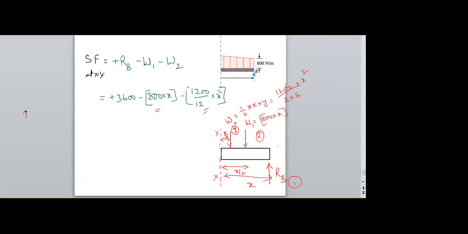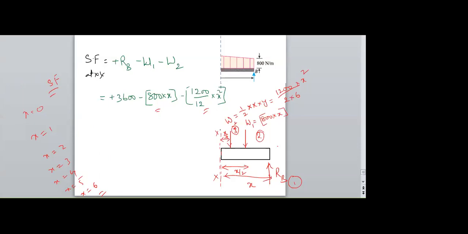Now substitute x is equal to 0, 1, 2, 3, 4, 5, and 6 is the last. The length of the span is 6. Now find all the values, the shear force values at each and every point, by substituting x is equal to 0, 1, 2 in my standard equation. I will get the shear force values.